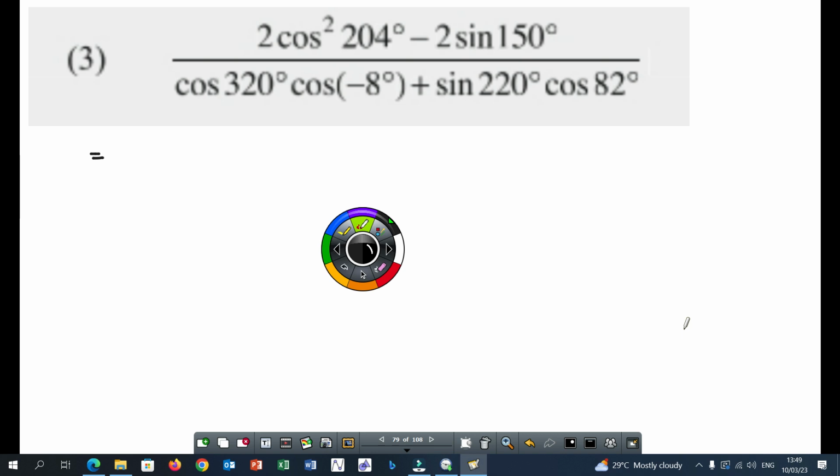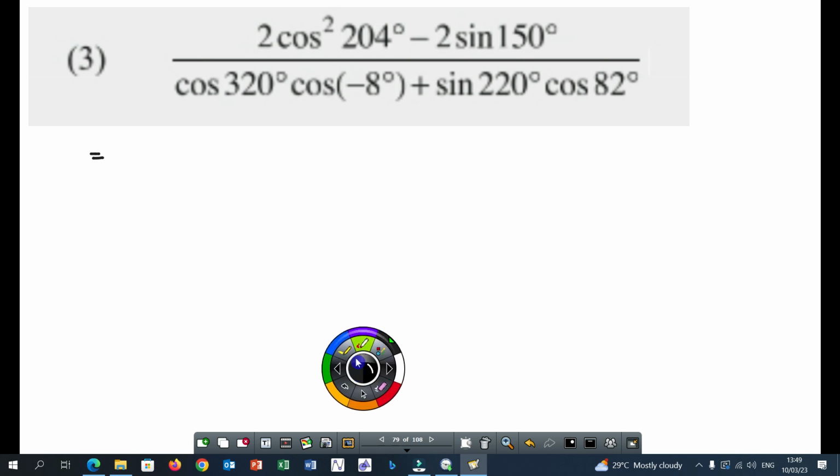Compound and double angles. Already, at a glance, the denominator somehow requires application of compound angles. At this stage I'm not sure which one, but I know that cos(-θ) is cos θ, which means, with a plus there, it's likely going to be number 1, which I'm going to use for the denominator. I'm going to use number 1.